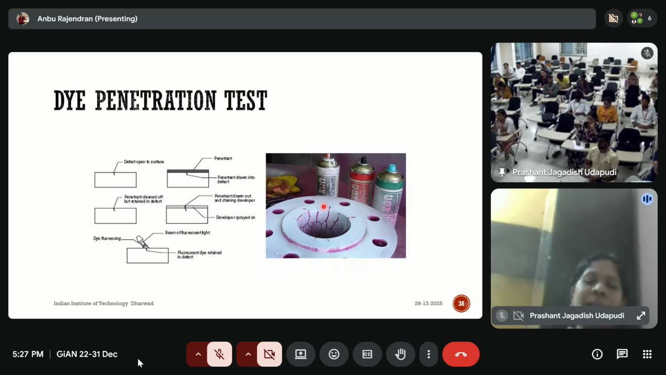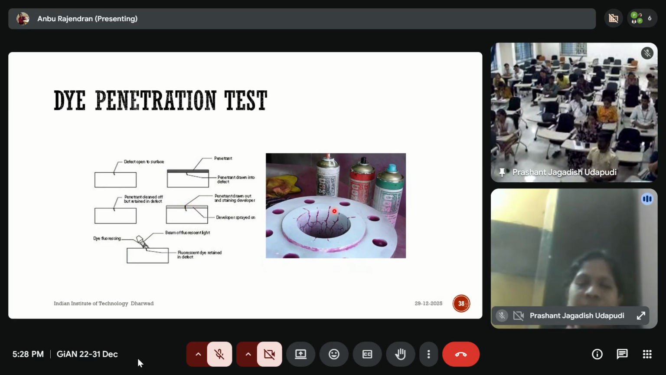When you apply the developer, it absorbs the dye from the hole. So from that you can understand there is a defect. The presence of a defect can be understood by that. The dye will penetrate into the defect if there is a surface opening, by capillary action.